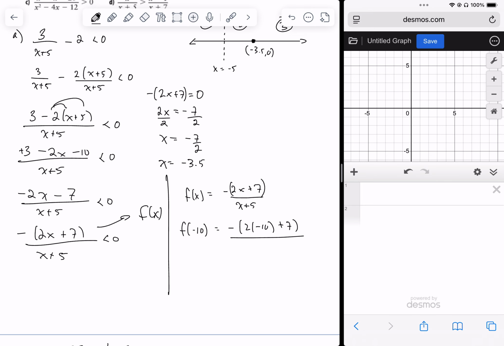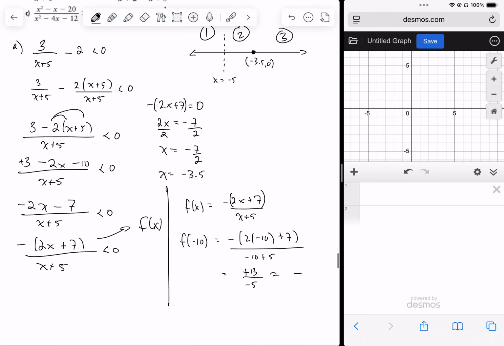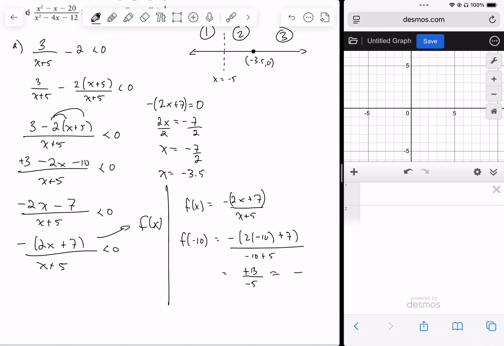Right, over -10 plus 5, right? And so that's going to be -20 plus 7, which is going to be -13. Times the -1 up top is going to be +13 by -5 in the bottom. So that's going to be a negative entry there, right? So you can see in that particular interval, our y value is going to come out to be negative.